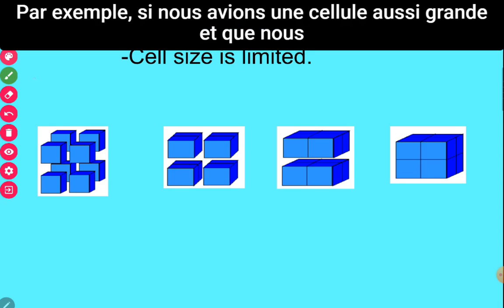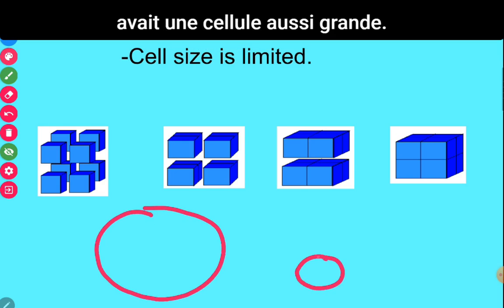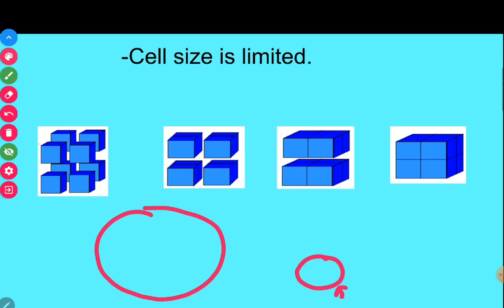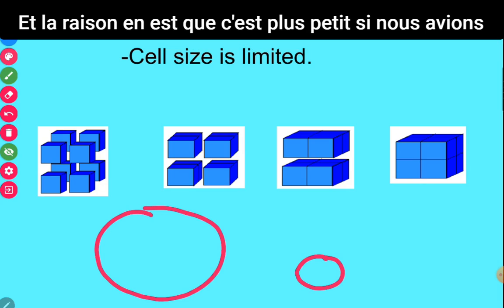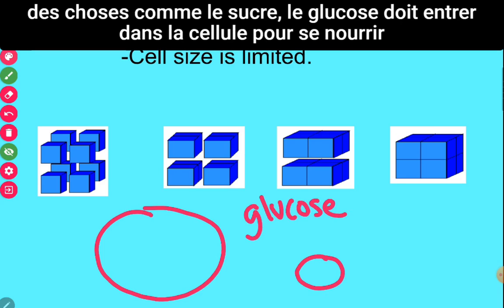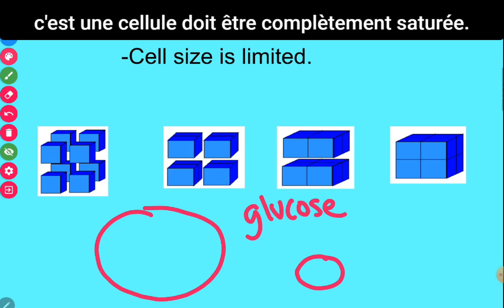So for example, if we had a cell that was this big, and we had a cell that was this big, it would be much easier to feed this cell here. And the reason for that is because it is smaller. If we had a nutrient, like let's say glucose, which is made by digesting things like sugar, glucose needs to get into the cell to feed it.